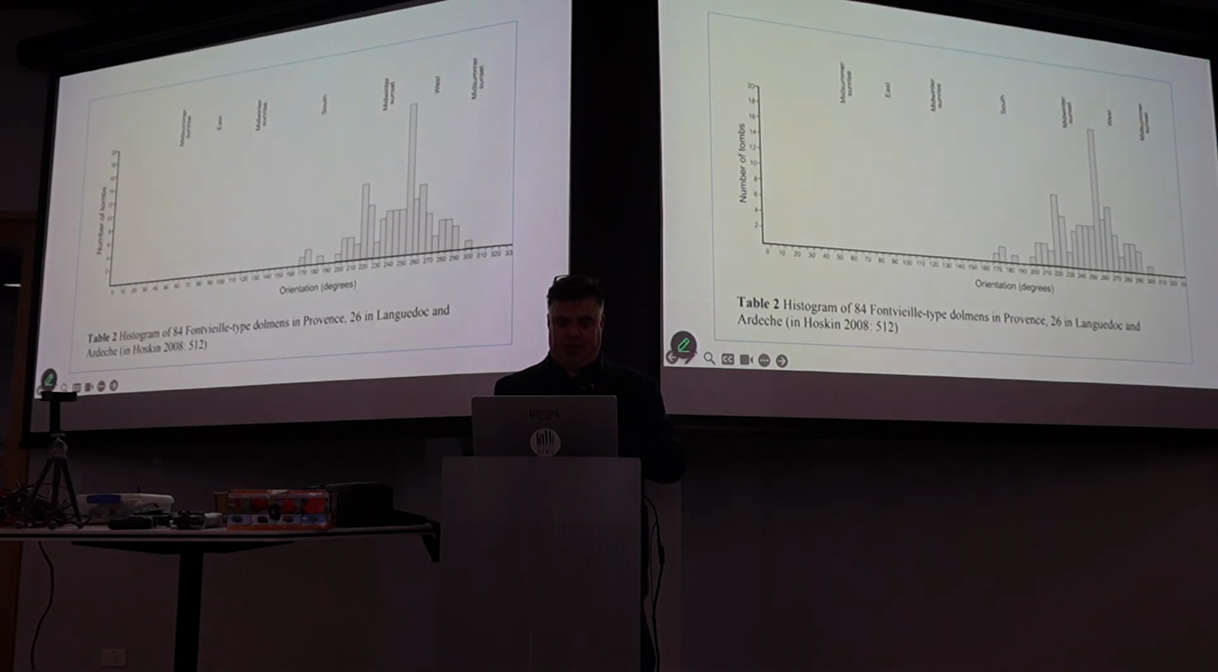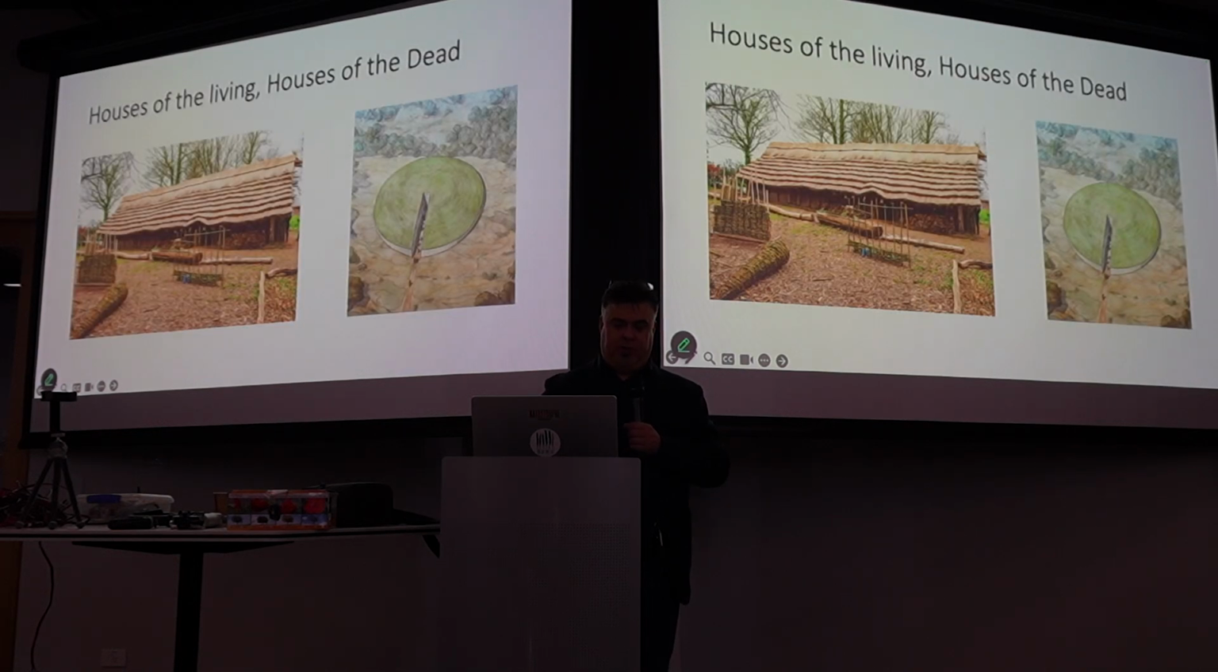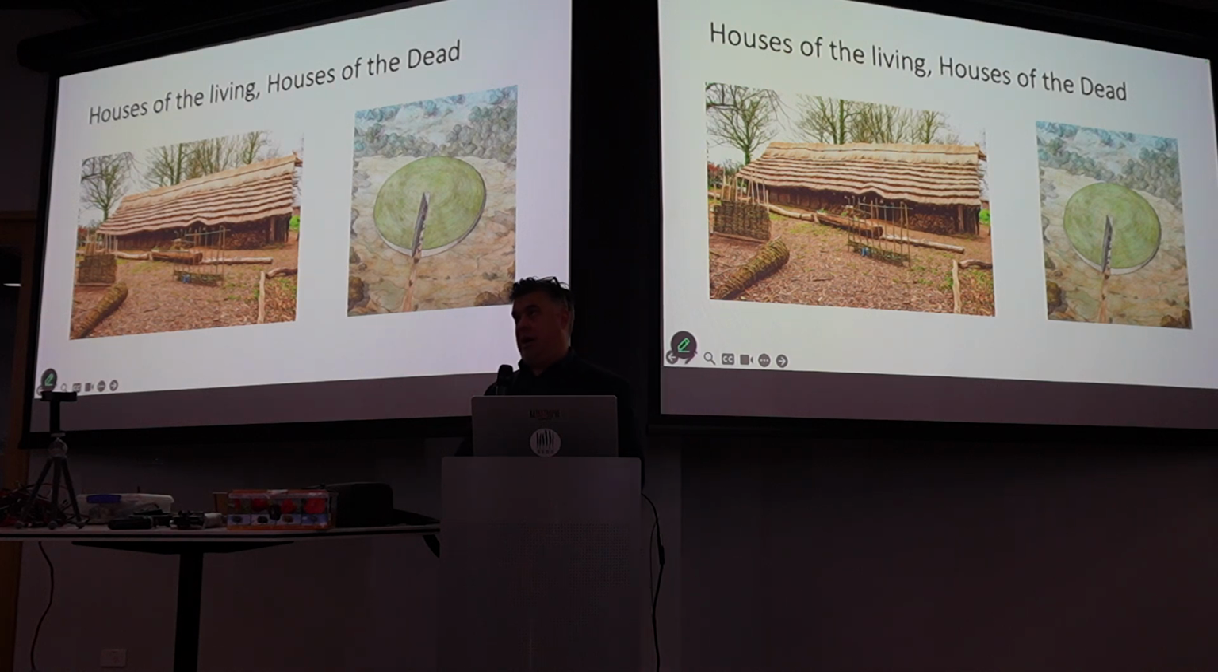This is a histogram from Hoskin's work showing the Arles-Fontvieille type monuments, and I'm going to go into more detail about those in a little bit. But I just want to quickly raise the idea that most of these monuments, these mounds and passage tombs, are tombs. They're houses of the dead.